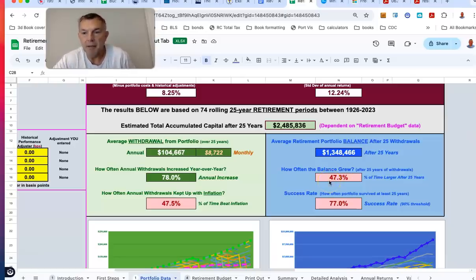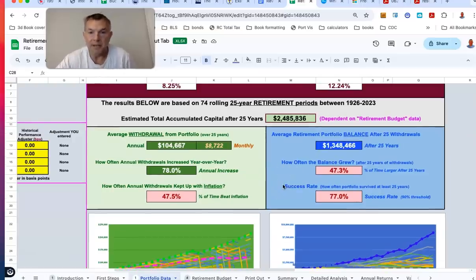47%, the account balance was larger than it was when I started. So basically, one and two times my account balance was higher than when I started. My average retirement balance after 25 years is $1.346 million. All right, that's fantastic. My average monthly withdrawal was $87.22.